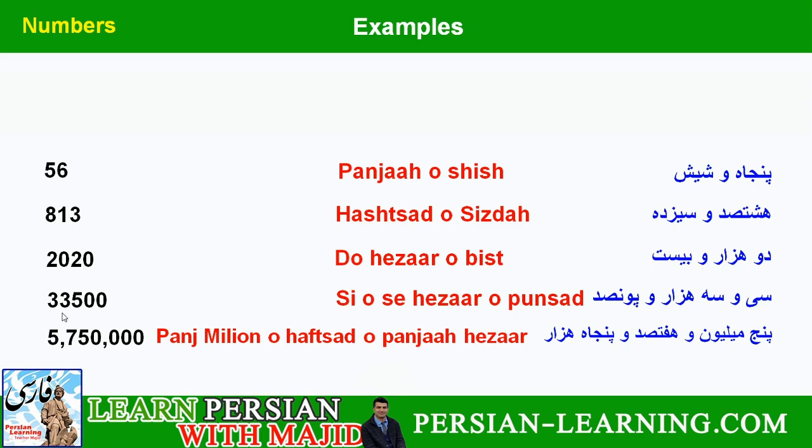Here you have 33,500. So we start with 33,000. Then you have o and 500. 33,500. Here we have 5,750,000. First we have 5 million, then we have o and 750,000, hafsad, then we have o and here we have 50, 50,000. 5,750,000.